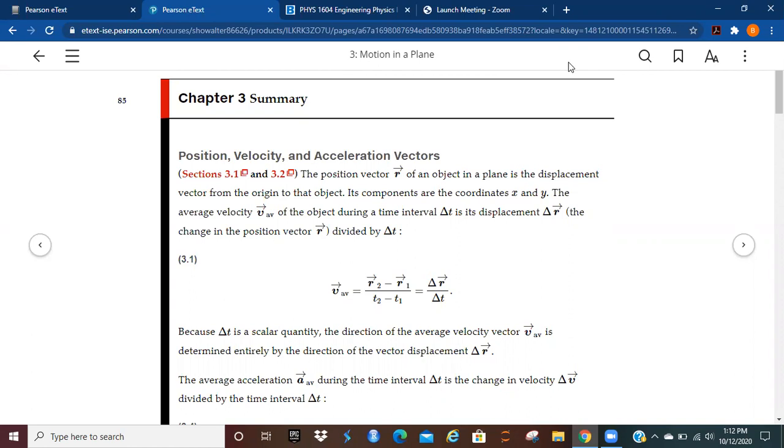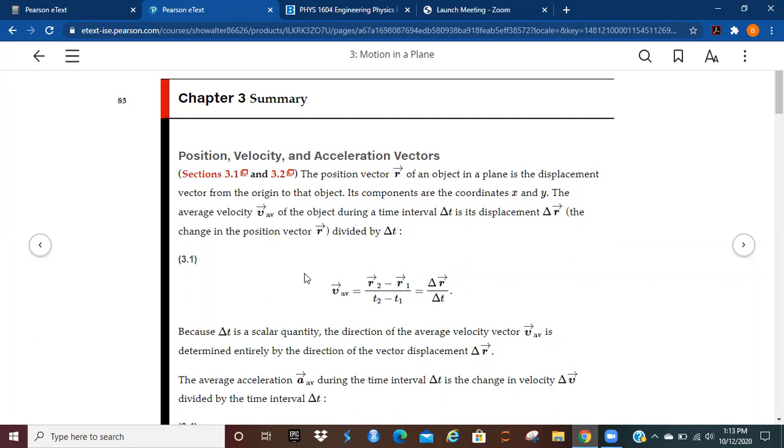So one of the things that we have to learn to discuss in physics is vectors. And we're going to be looking at something called a position vector, and this vector is going to be labeled R, and it's going to have an arrow on top. The position vector of an object in a plane is going to be the displacement vector from the origin to that object. Its components are going to be given in x and y.